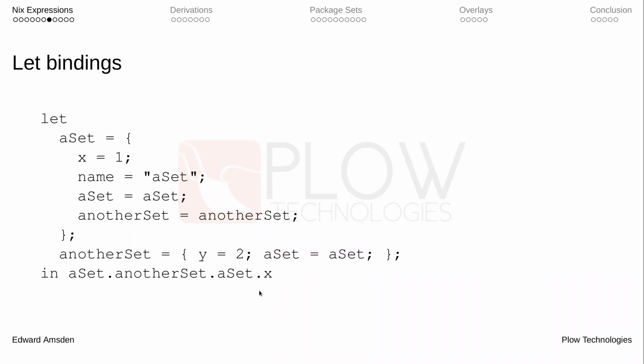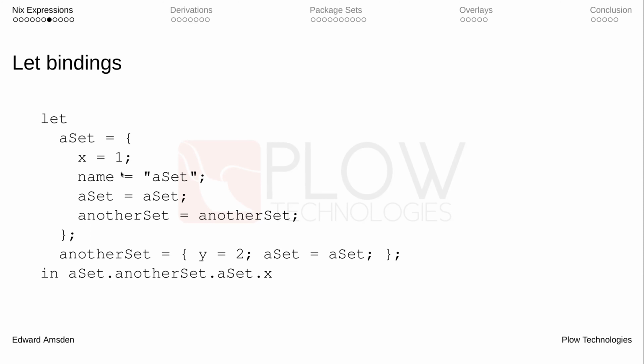Nix has let bindings. Again, it's just a name equals an expression, semicolon. Let bindings, just like in Haskell, are mutually recursive. And Nix is lazy. So you can build infinitely nested or infinitely mutually recursive attribute sets, and Nix is just fine with them. And again, this is something that's leveraged probably well past the point of abuse in Nix packages, and also in our own Nix code here at Plow.